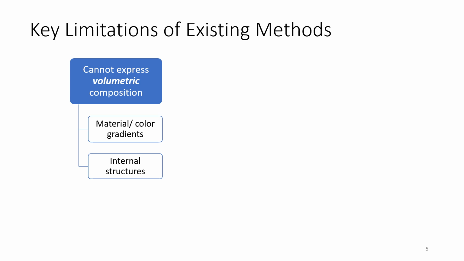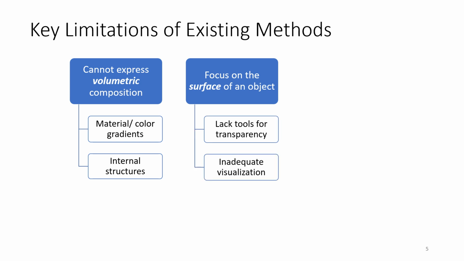So let's talk about some key limitations of these existing methods. Well, they can't really express volumetric composition, especially the solid body modeling. It's virtually impossible to create color or material gradients, and it doesn't really represent internal structures very well without having a bunch of different discrete material bodies. They tend to focus on the surface of the object. Like I said, this is a motivation from the original world of computer-aided design, where we were trying to make things that looked good in rendering.